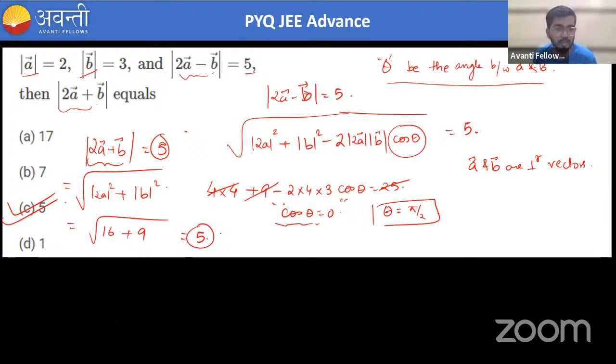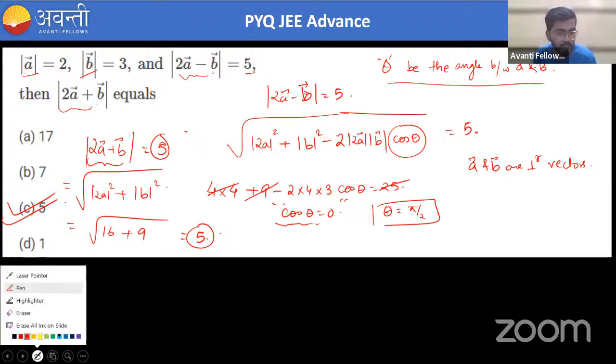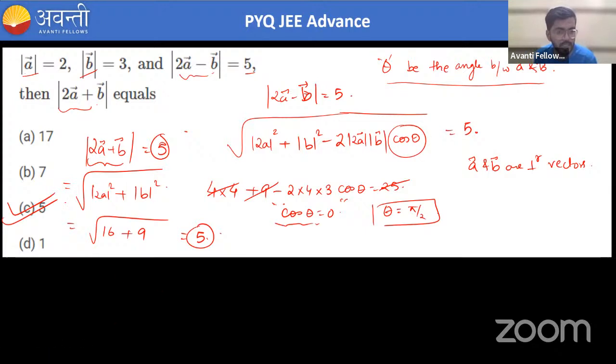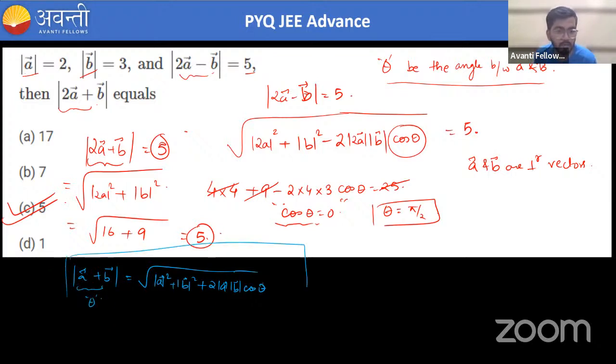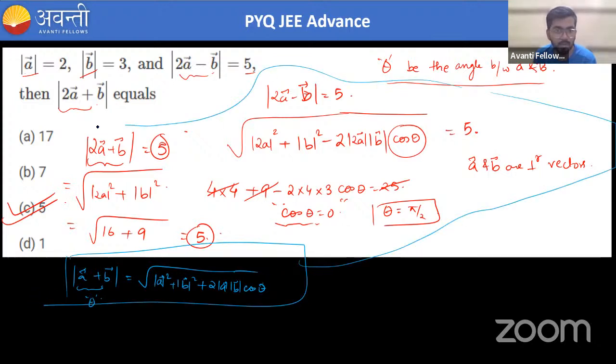So guys, in this question, the thing that we are supposed to take away is that first of all, we use that mod of a bar plus b bar is written by mod of a square plus mod of b square plus 2 mod a mod b cos theta, where theta is the angle between a bar and b bar. So this is the takeaway and this has helped us to solve the entire question. As you can see, the entire question was solved using this concept itself, right?